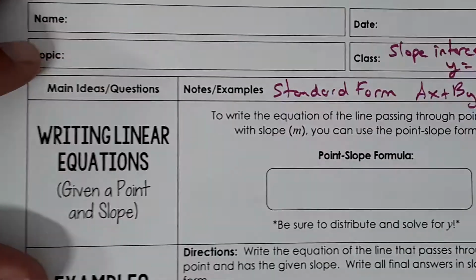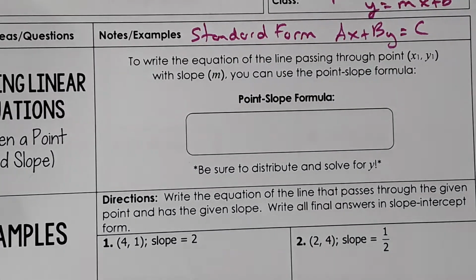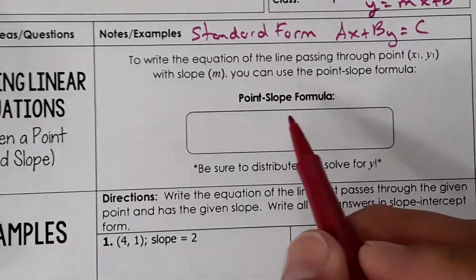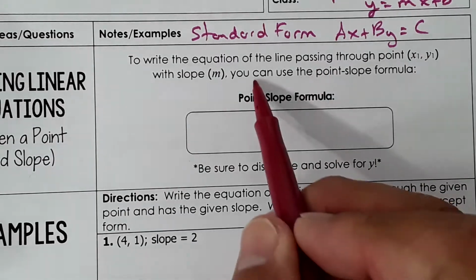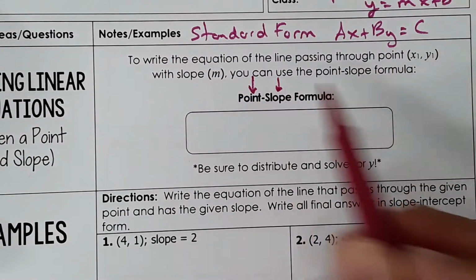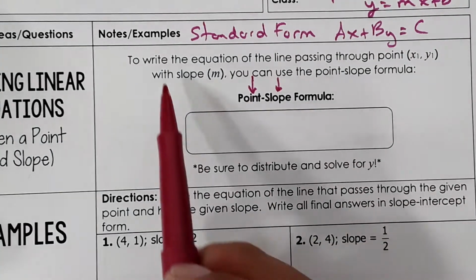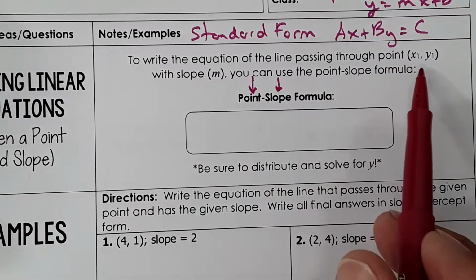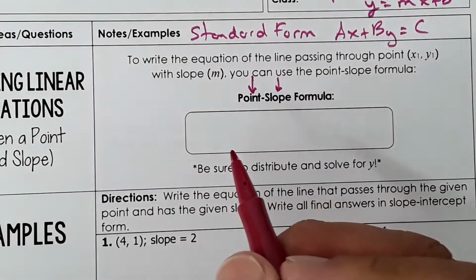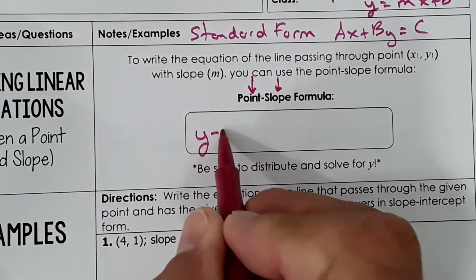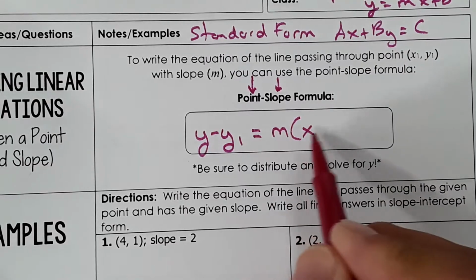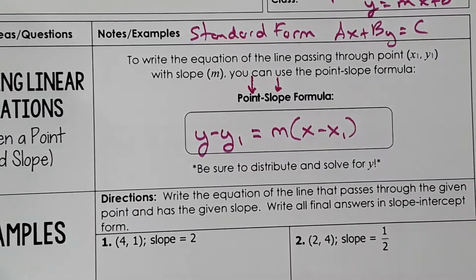And today we're going to introduce a new form of a linear equation, which is called point-slope form. The two things that you need if you're going to use point-slope form is a point, any ordered pair on the line, and the slope of that line. So to write an equation of the line passing through any point on the line with this given slope, you can use this formula. And this one might be new to you guys. It is y minus y1, and I'll explain what all of these stand for, equals m times x minus x1.